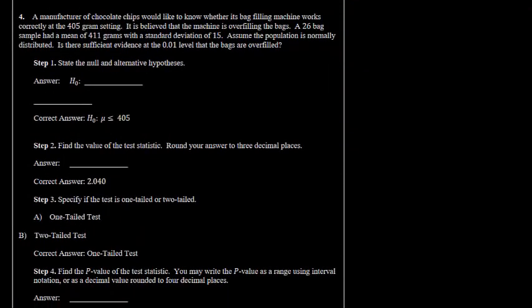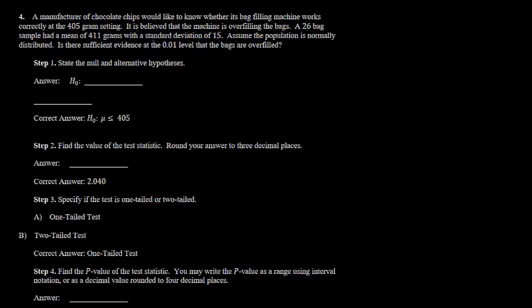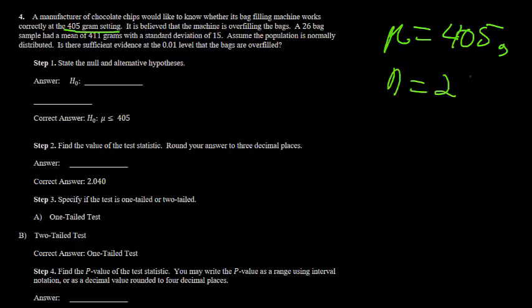Next question. Whew. The manufacturer of chocolate chips would like to know whether its bag filling machine works correctly at a 405 gram setting. That sounds an awful lot like a mu. That's what the machine is supposed to be. 405 grams. It is believed that the machine is overfilling. A 26 bag sample. I like that. N is equal to 26. Is that at least 30? It's not. What am I thinking? The sample has a mean of 411 grams, with a standard deviation of 15.